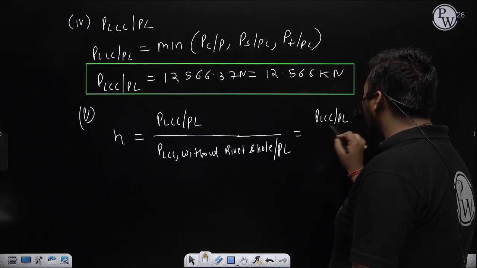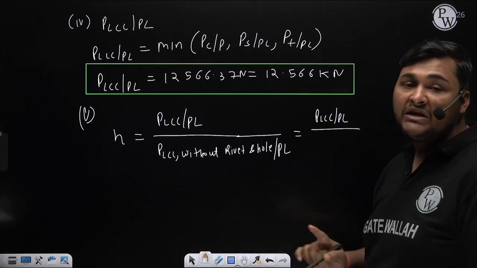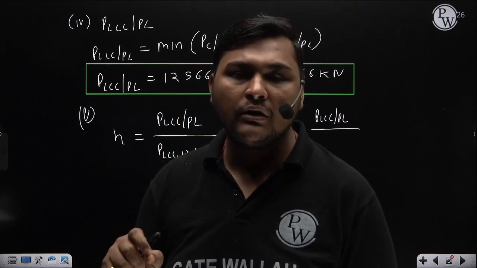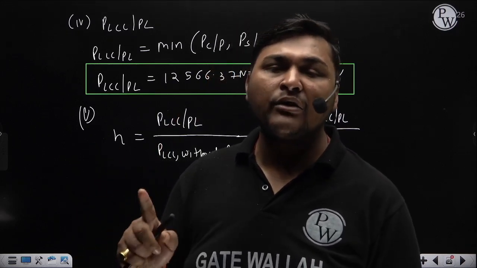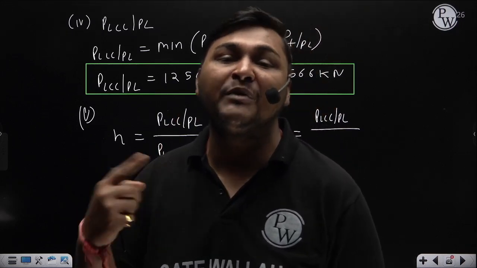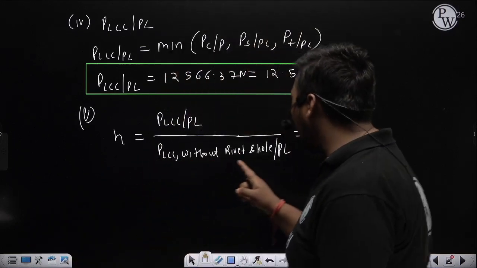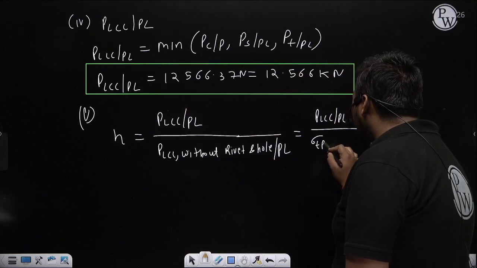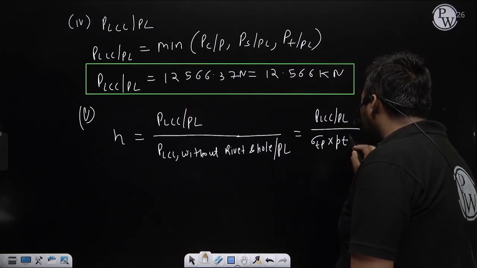Now the expression of load carrying capacity without rivet hole is sigma_t times p times t, if you are calculating the total load carrying capacity without rivet and hole. But if you are calculating the load carrying capacity without rivet and hole per pitch length, instead of w, use the pitch distance, that is p. So the formula to calculate load carrying capacity without rivet and hole per pitch length will be sigma_t into p into t.